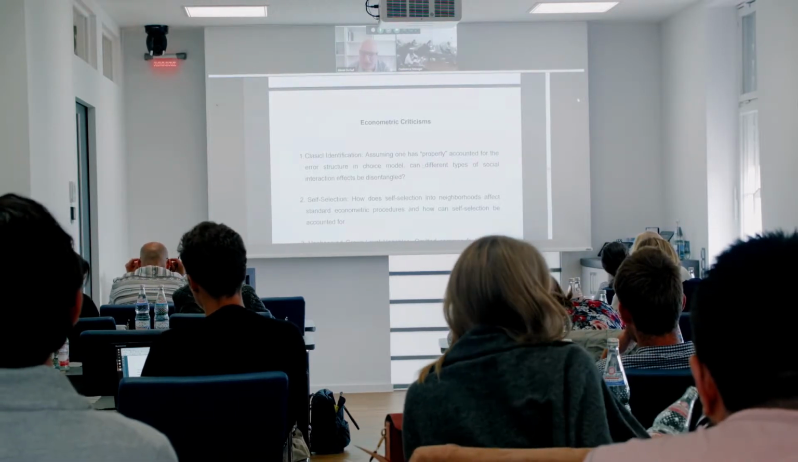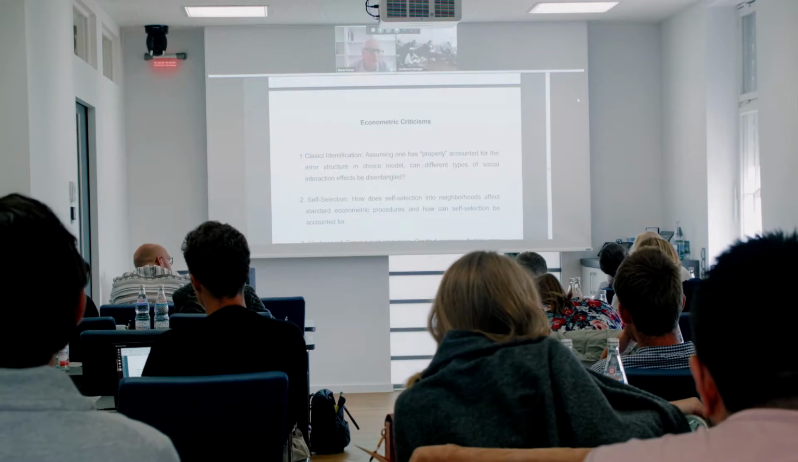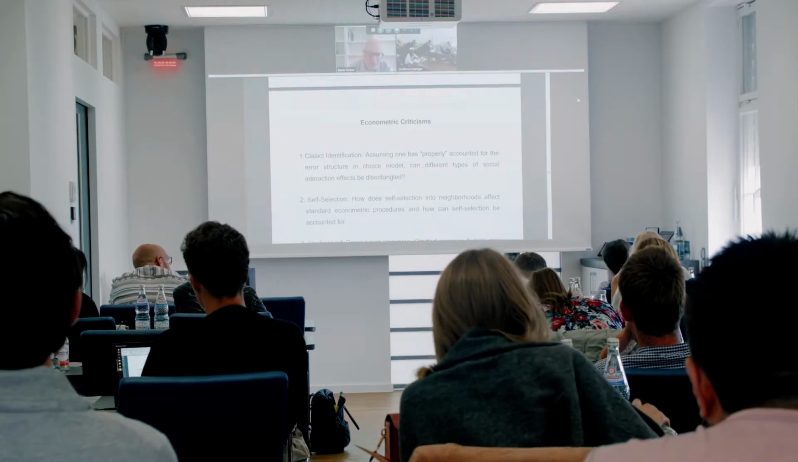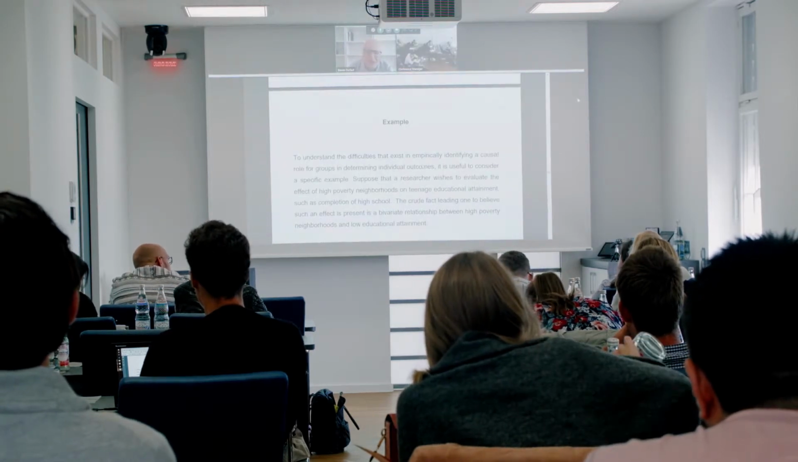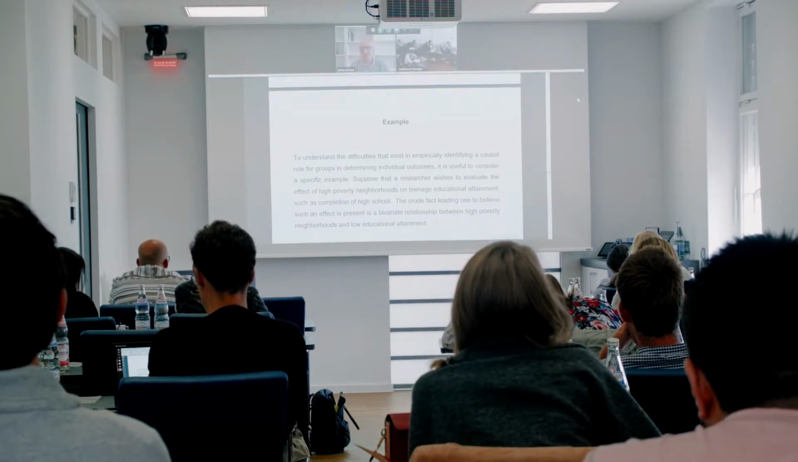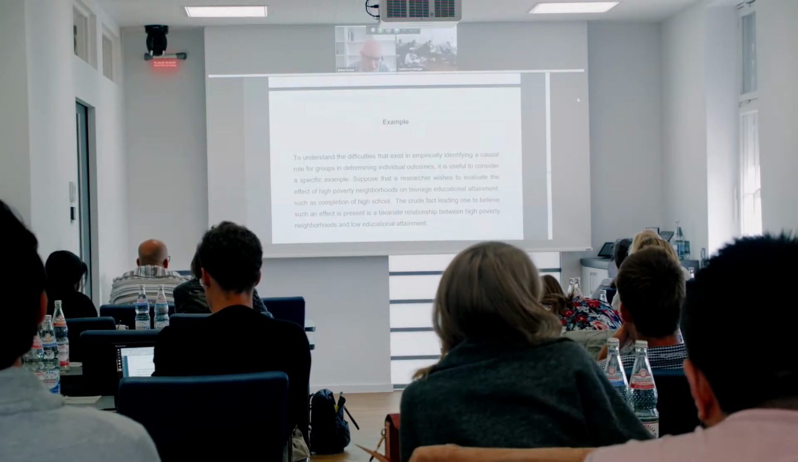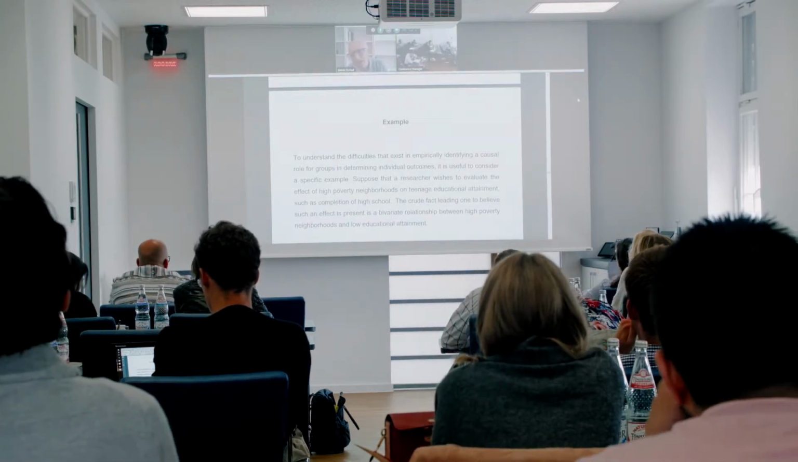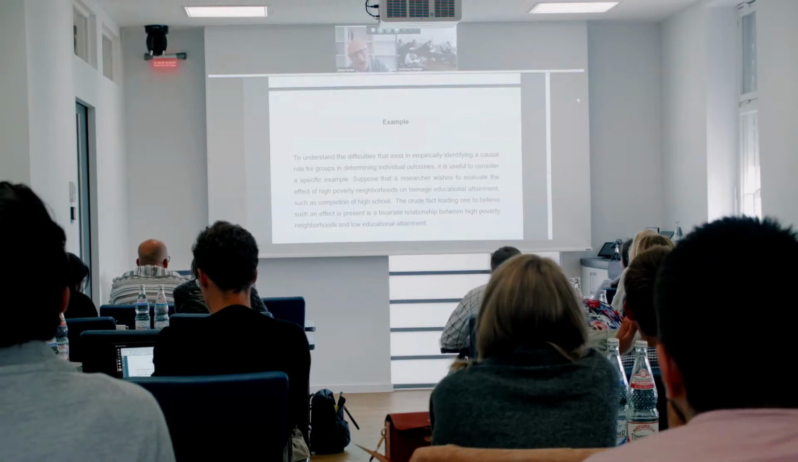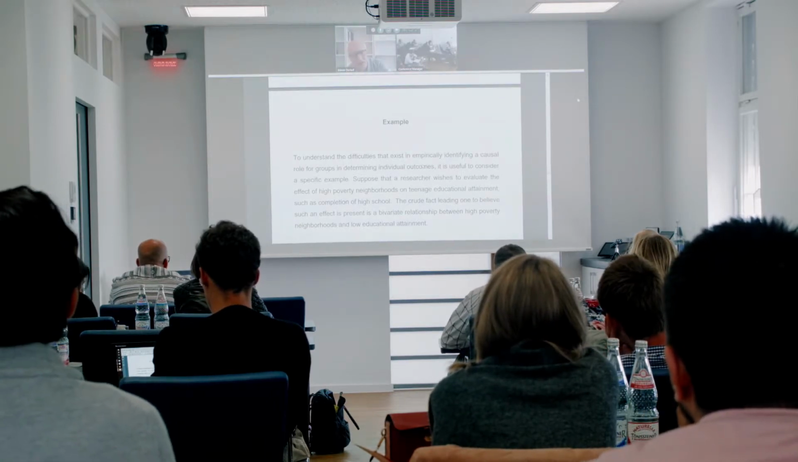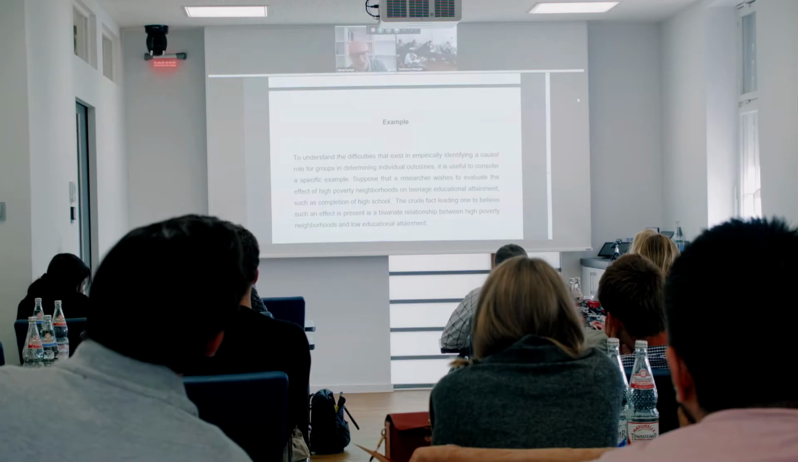Second idea would be self-selection. How do I account for the fact that the social structure is endogenous? The third example would be unobserved group level variables. Maybe the epsilons, the stuff I left out, are correlated between individuals, and that somehow impedes identification. So let me talk through an example.